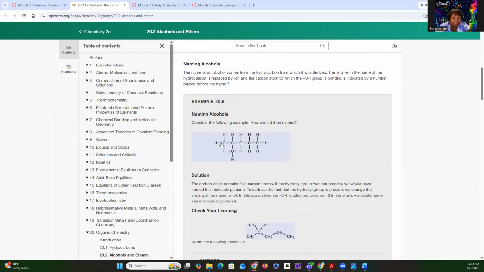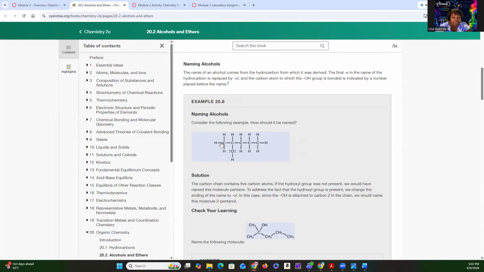Like, for example, if we look at this one, we're going to count the carbon chain. So we have one, two, three, four, five. If we have five carbons, then that is a pentane. But we want to change that pentane name to pentanol. Okay, and it shows it here. OL represents an alcohol. So we're going to change the E to an OL. And then we have to number which carbon holds the OH group or the alcohol group.